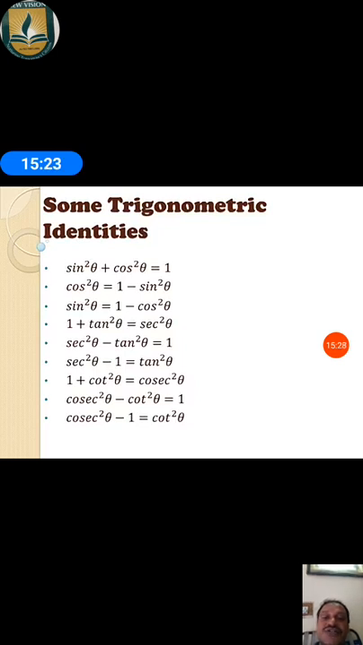and 1 plus tan square theta is equal to secant square theta. From that we get secant square theta minus tan square theta equal to 1. From that, tan square theta, if you make it the subject, we get secant square theta minus 1. And 1 plus cot square theta is equal to cosecant square theta, and cosecant square theta minus cot square theta is equal to 1, and cot square theta is equal to cosecant square theta minus 1. Like this, we have different kinds of relations among these trigonometric square relations.